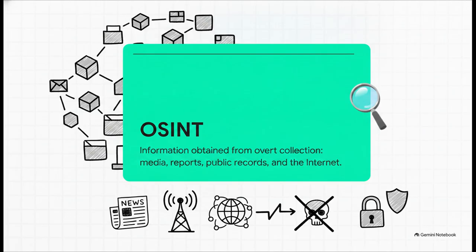What exactly is OSINT? Well, open source intelligence is any and all information obtained from overt collection. That includes things like public records, media, and of course, the internet. But I really want to stress that word overt. We're not hacking, we aren't breaking into private systems or bypassing passwords. We are systematically and securely collecting data that is already publicly available. We're just doing it in a highly professional manner.